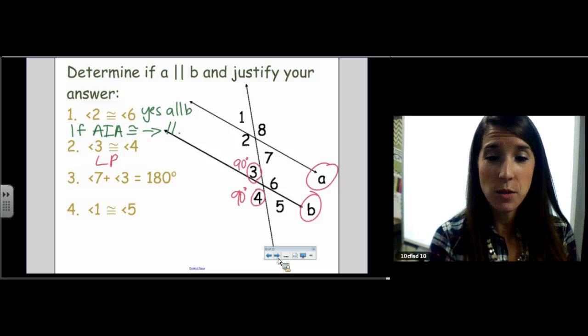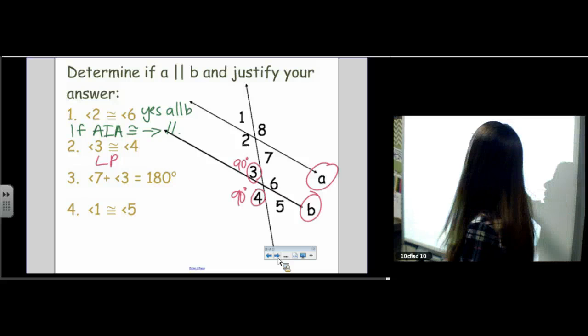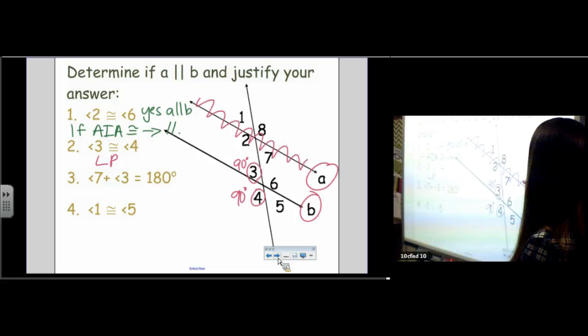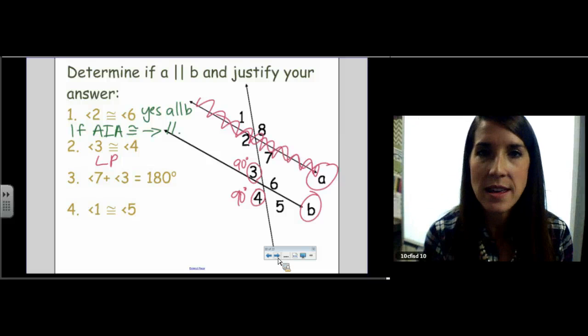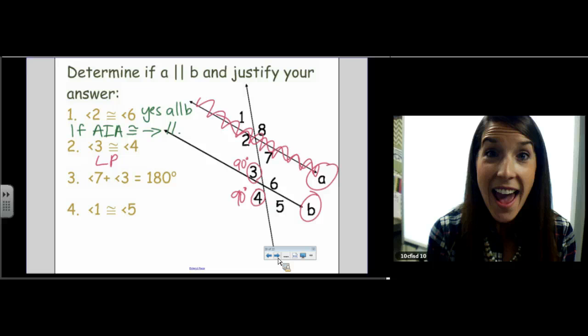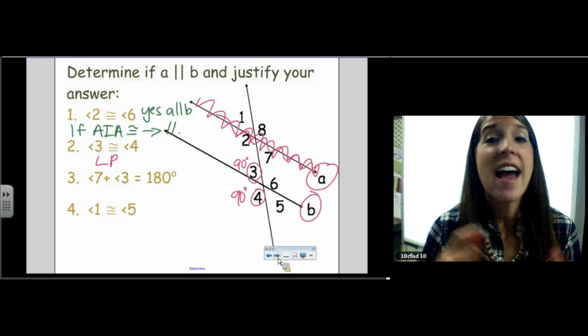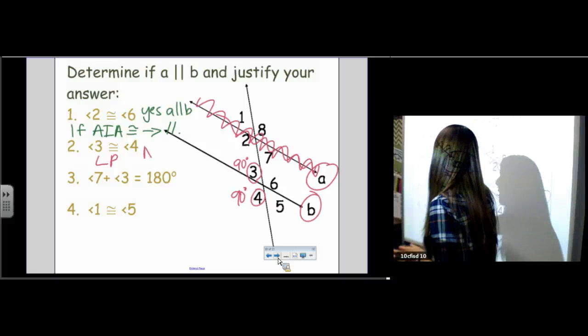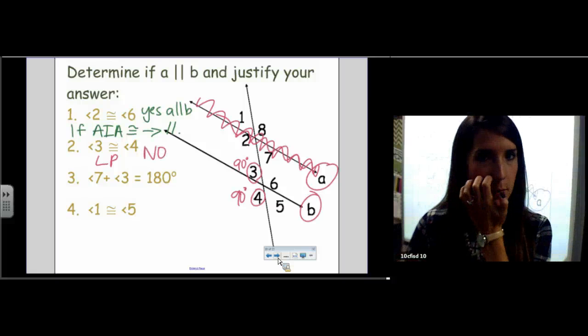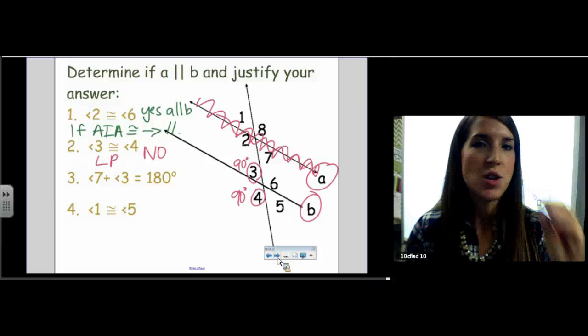Let me pose this question. No. Could I erase A from my picture? If I erased A, would angle 3 and angle 4 still be there? Yes. That means they have nothing to do with line A. So we absolutely could not say that A is parallel to B. That information is not proof.